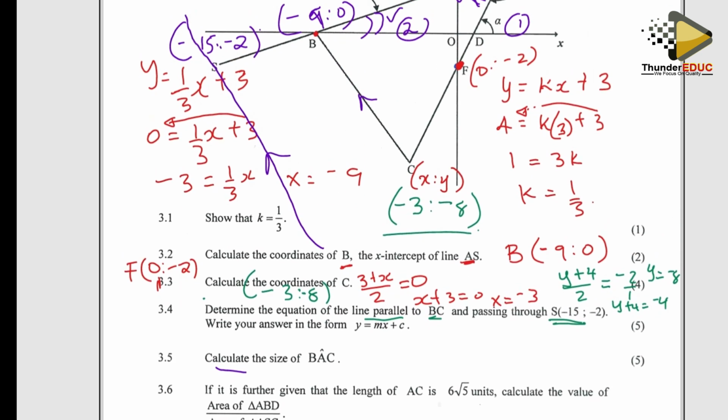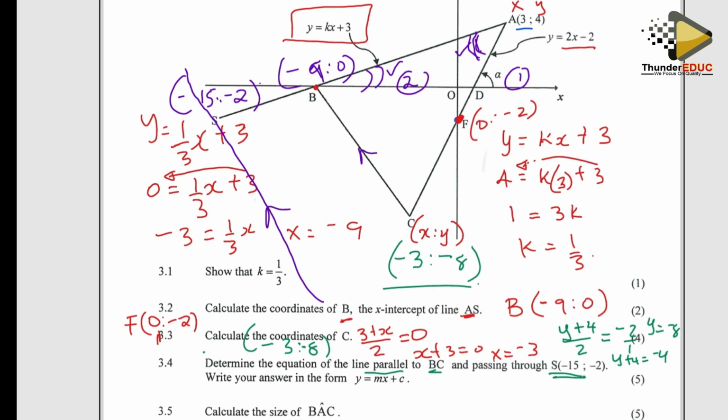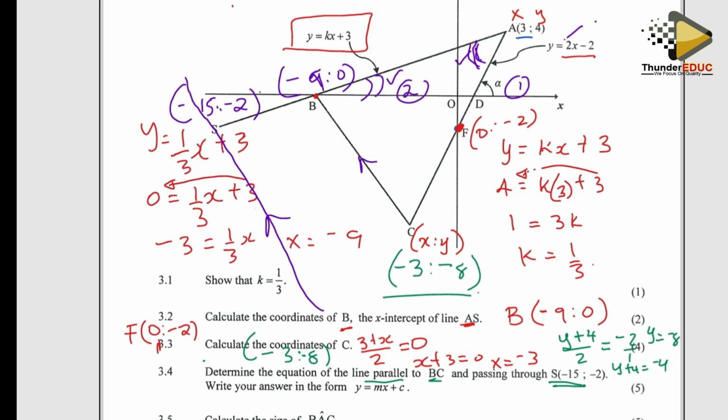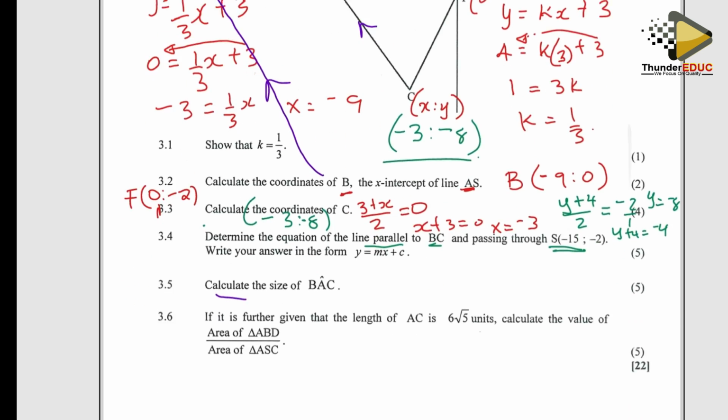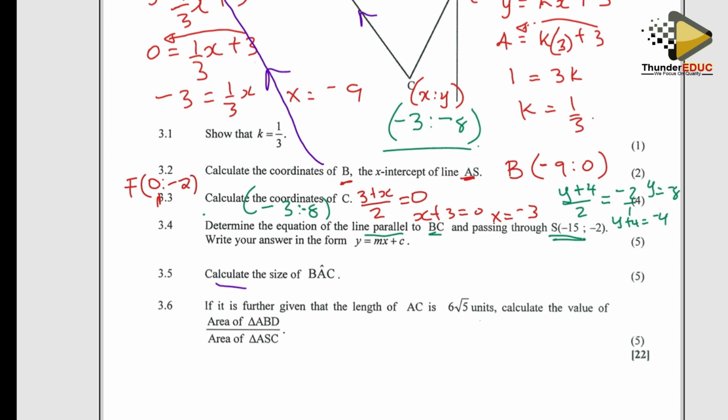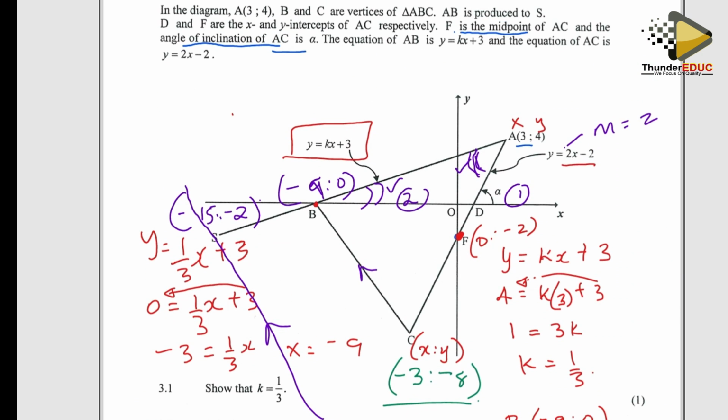Since I have the gradient of this line, and that gradient is 2, I can use the inclination method to say that my alpha is going to be the arctan of 2, because we know that M must be equal to the tan of alpha. Okay, so the shift tan of 2 is giving me 63.43 degrees. And then this line has a gradient of K, which we got as a third.